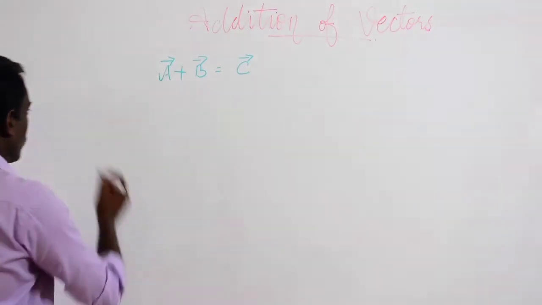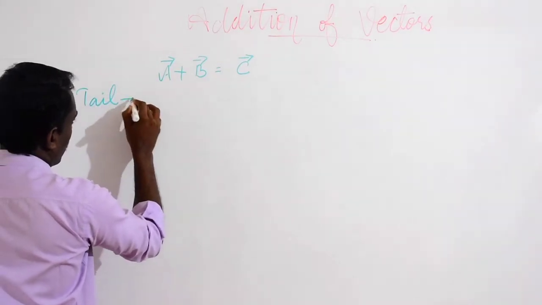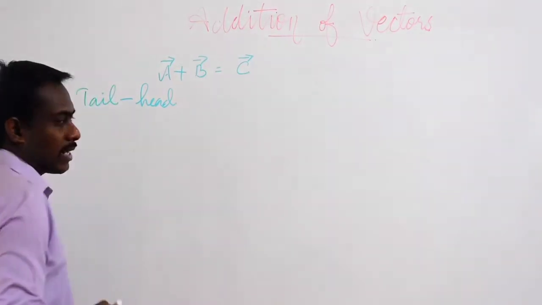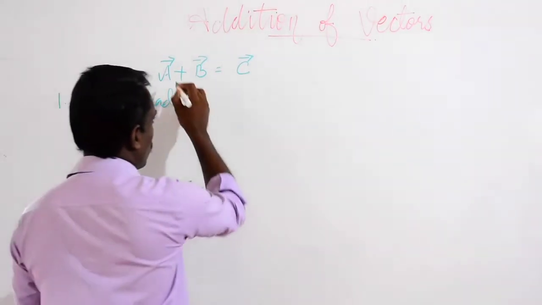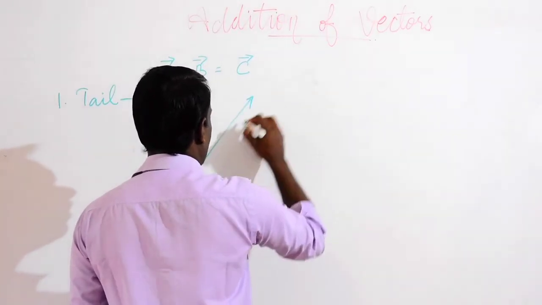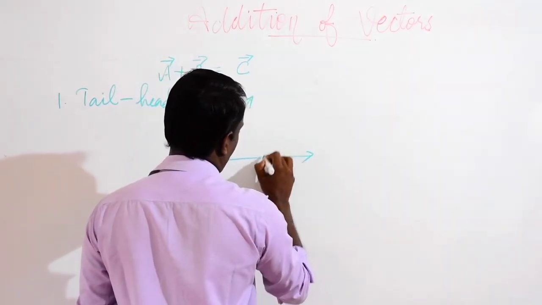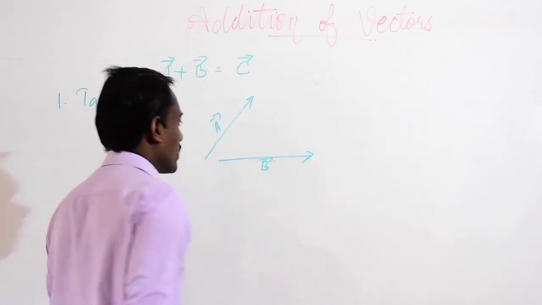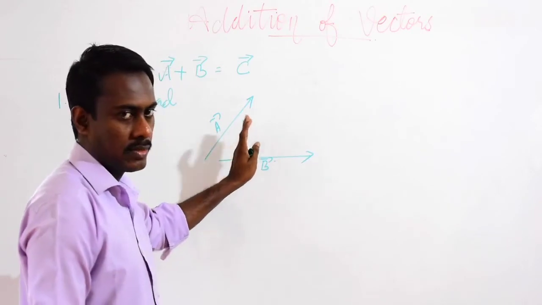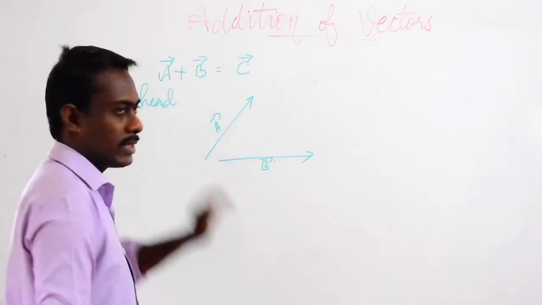Let us see the first one, the tail head method. For example, consider two vectors being added: this is vector A and this is vector B. These two vectors we need to add together. How can we add them? What do we mean by the tail head method?